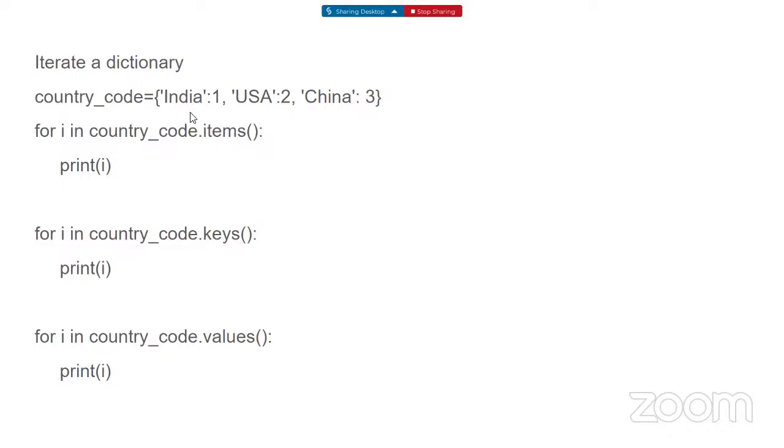The items will fetch each item here. It will print out both. It is supposed to print out both. And if you just do I in country code, I believe it only prints out the keys. If you don't use this function, then it will print out just the keys. So just try different code to get familiar with these.